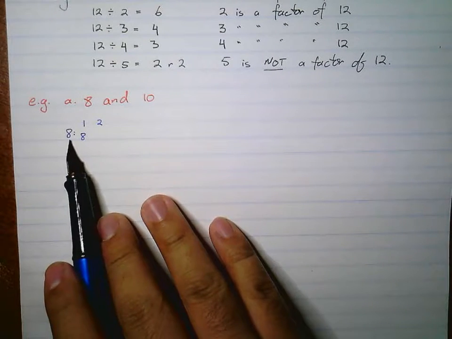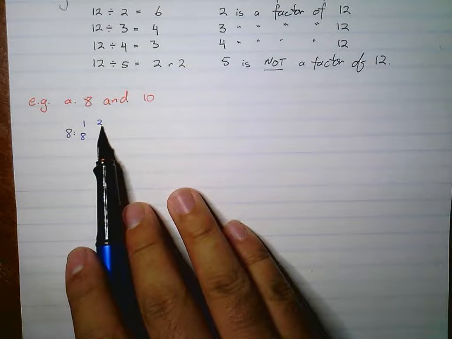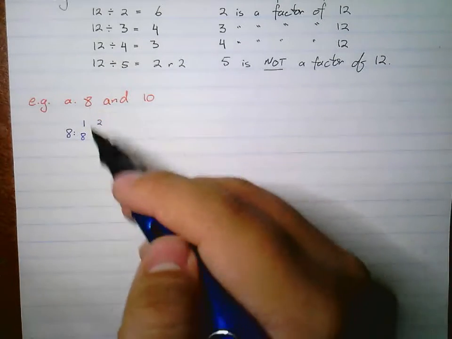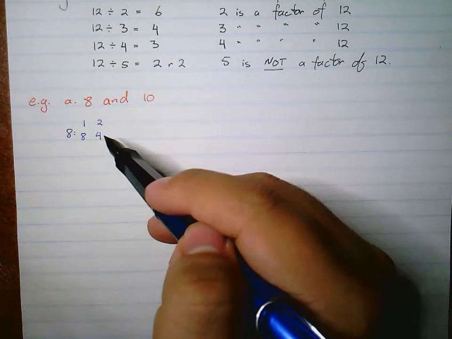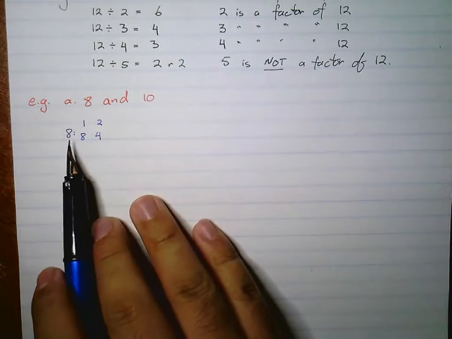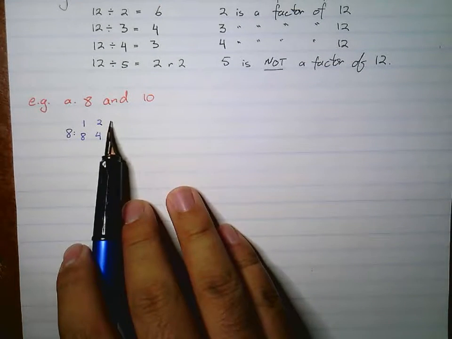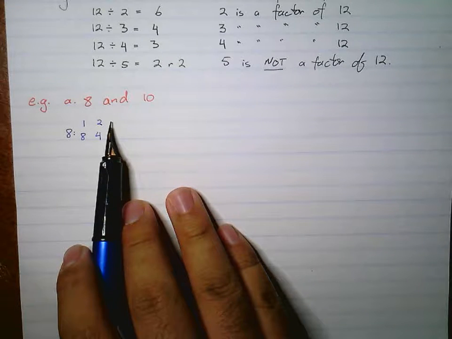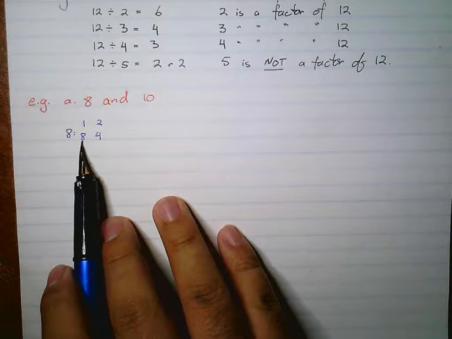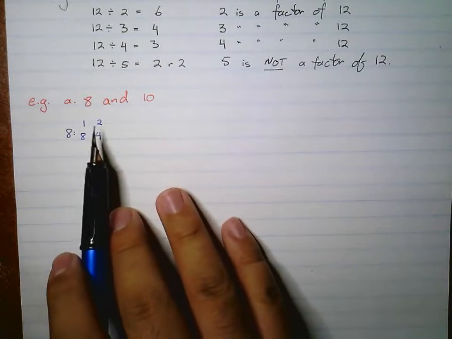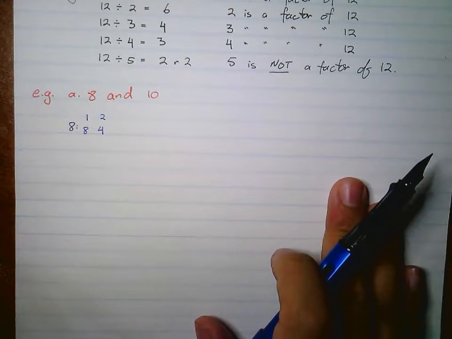The next number I go across is 2, because 8 is an even number. I know 2 is a factor. 2 times what gets me 8? Well, that's 2 times 4. 3 is not a factor. 4 is already taken. And 8 is already taken. So we've listed all 4 factors of 8.